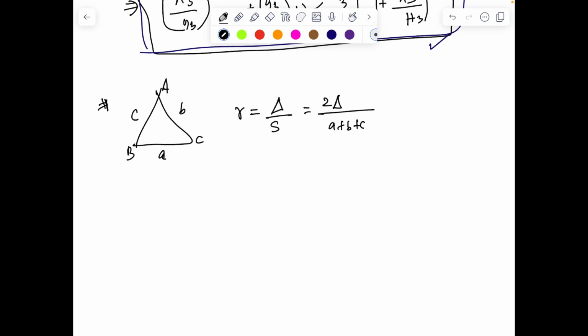Now this can be proved very easily. The result r equals delta by s, you can prove very easily by sum of areas equals area of total triangle. Okay, अब देखो, if this is the incircle, you can connect the center of the circle with these two vertices.